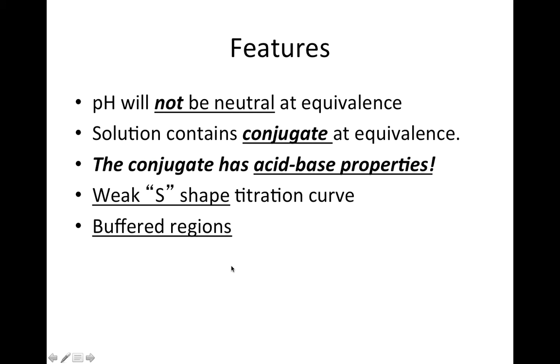So, some features of weak acid and strong base, or strong acid and weak base titrations. The pH will not be neutral at equivalence. The solution contains a conjugate at equivalence, and the conjugate has acid-base properties. And we're going to talk more about the acid-base properties of salts in the next lecture. It has a weak S-shape titration curve.